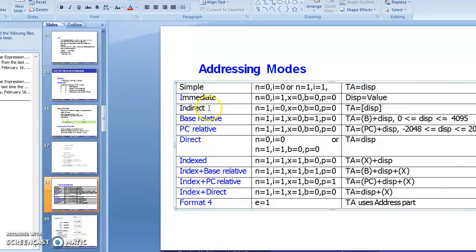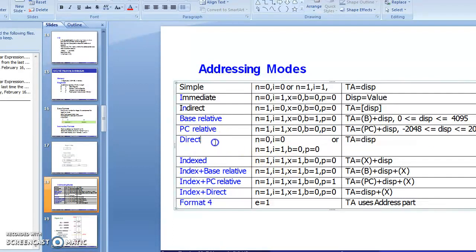The next one is indirect addressing mode. In indirect addressing mode, n value will be 1 and the remaining values will be 0. The target address is equal to the content of the corresponding displacement. Next is base relative. Here the major condition is that when base relative is 1, the program counter value will automatically be 0. Next is program counter relative addressing mode. In this, P value will be 1 and the base relative value will be 0. The displacement will be the same, but it will vary.